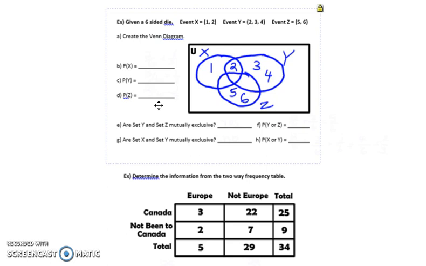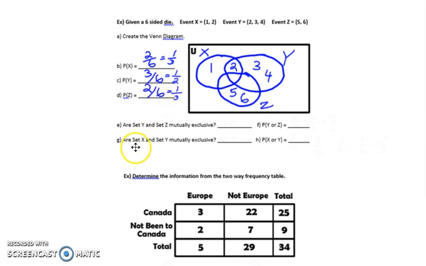So going through their probabilities, you can just look in the bubbles to see how many there are. The probability of x, there's 2 of them out of a total 6, which reduces to 1/3. The probability of y, that would be this bubble right here. There is 3 of them out of 6, which reduces to 1/2. And then z, there's also 2 out of 6, 1/3.